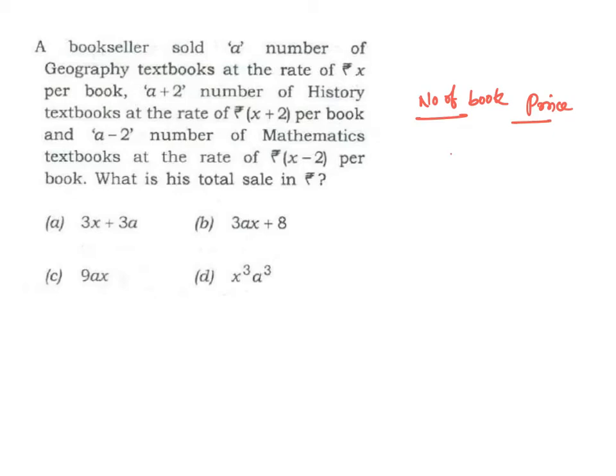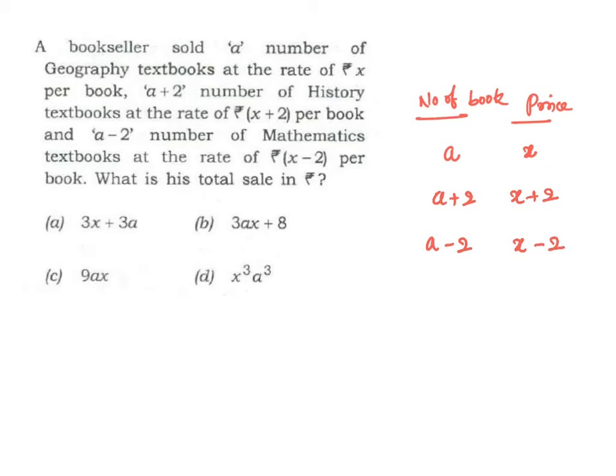Now the number of books is A and the price is X. The next: A plus 2 number of history textbooks at a rate of X plus 2 per book. A plus 2 is the number of books, X plus 2 is their price. A minus 2 mathematics books and its price is X minus 2 per book. What is the total sale?